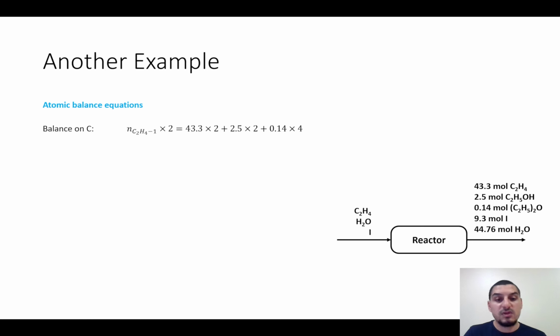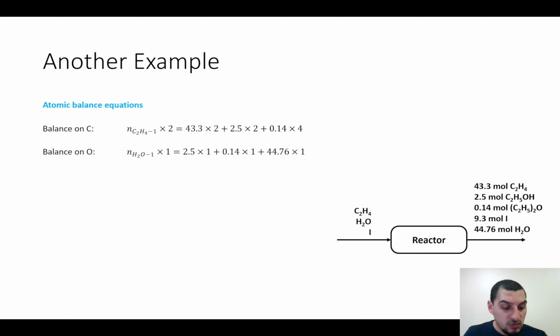If you do the balance on oxygen, we have the number of moles of water times 1 in the feed equals 1 times 2.5 plus 1 times 0.14 plus 1 times 44.76, which we can directly substitute in this equation to calculate the number of moles of water.